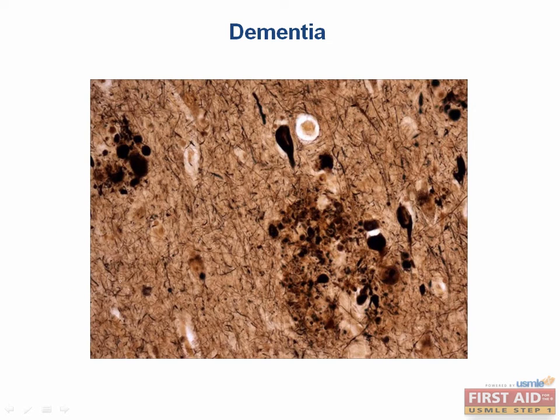Histologically, you'll see widespread cortical atrophy, senile plaques of A-beta depositions, and neurofibrillary tangles pictured here. These are composed of hyperphosphorylated tau proteins. Keep in mind that neurofibrillary tangles are not specific for AD. They can be found in other dementias as well, and you will see that soon.